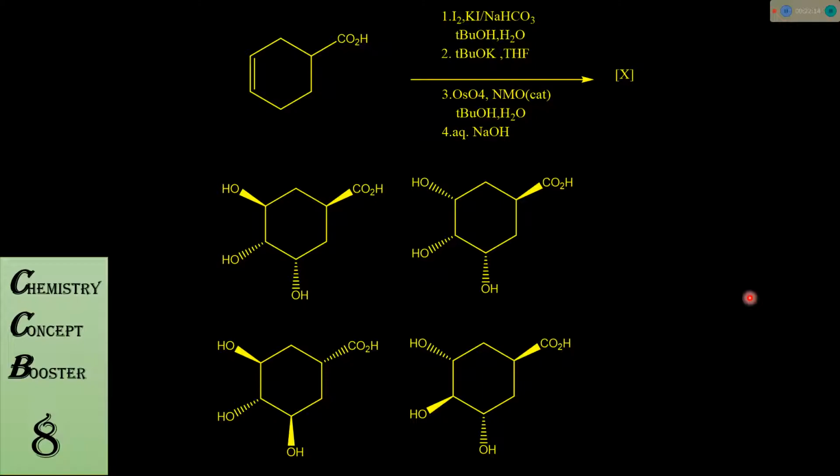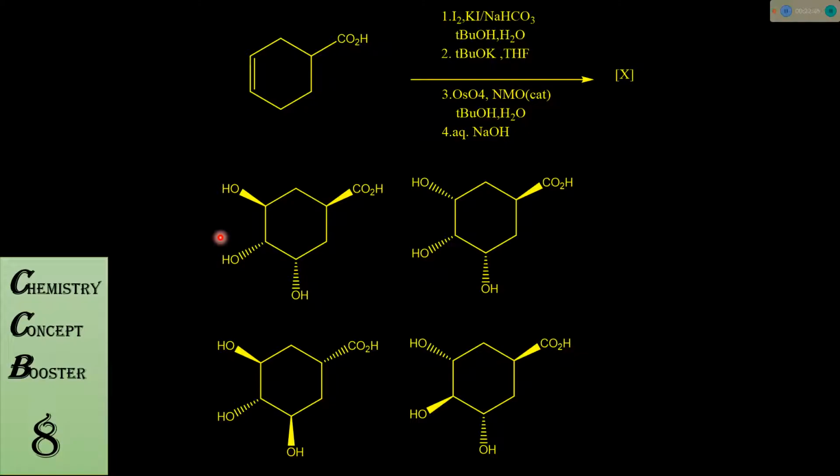So this is chemistry concept booster 8, organic chemistry question 2. In the chemistry concept booster series, there are 8 questions. So this is a cyclohexene carboxylic acid. First, I2, potassium iodide, sodium bicarbonate is there. Second, potassium tertiary butoxide, THF. Third, osmium tetroxide, NMO. And fourth reagent is aqueous NaOH.